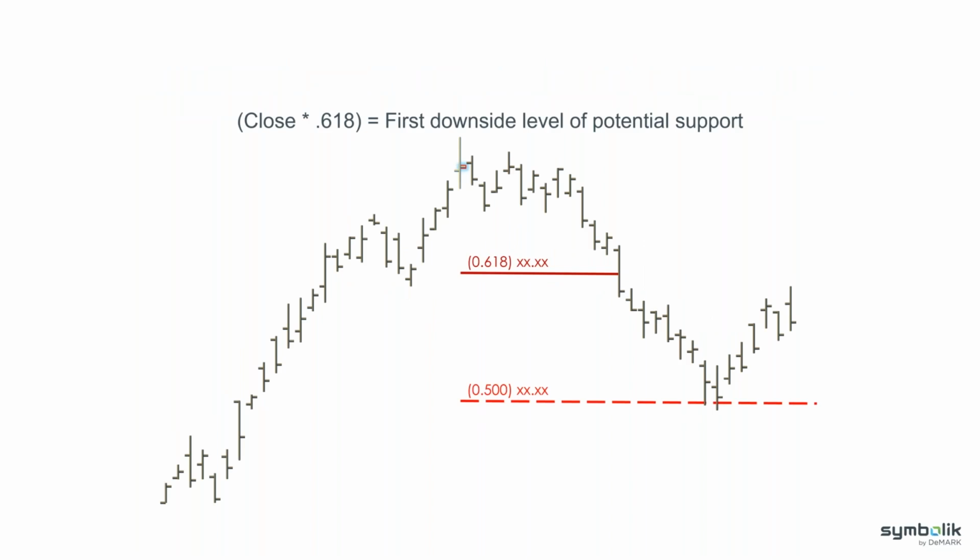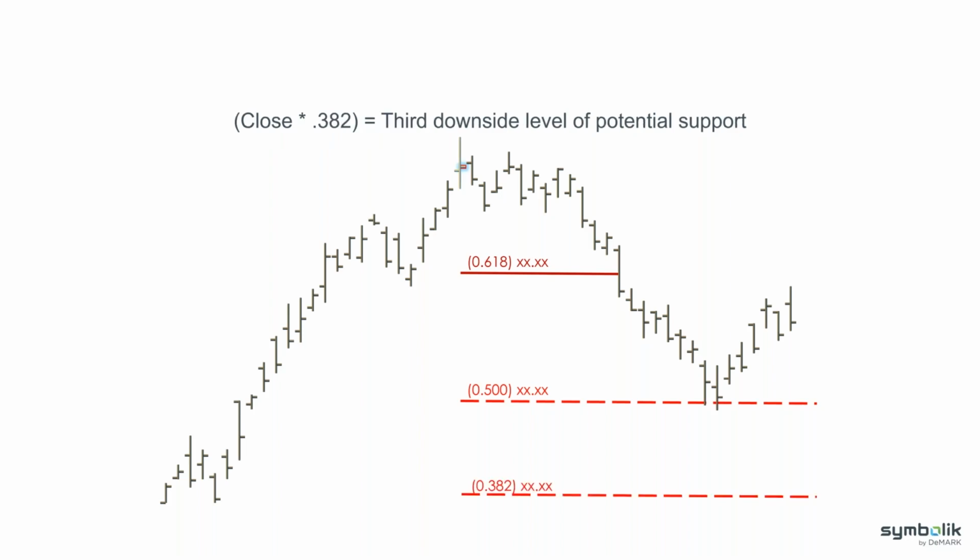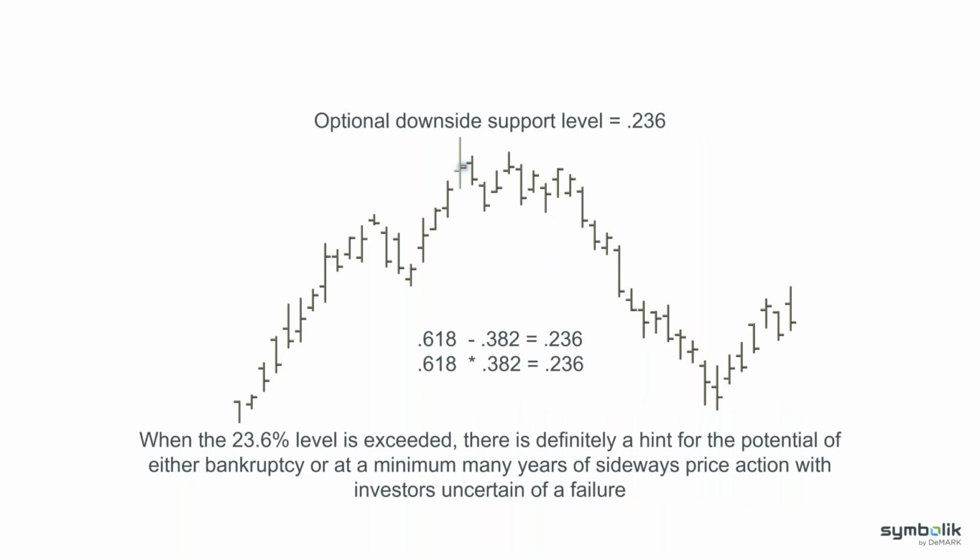So how do we calculate absolute retracement levels? You can see here we're taking the high bar and we're taking the close. Notice how it is a stable close. And we're multiplying that level by 0.618. The next level, we're taking the close times 0.5, and that will identify the second downside level of potential support. And the third, 0.382, or the close times 0.382, will identify the third downside level of potential support. There's also an optional downside level of 0.236.